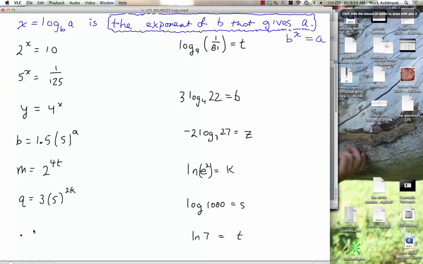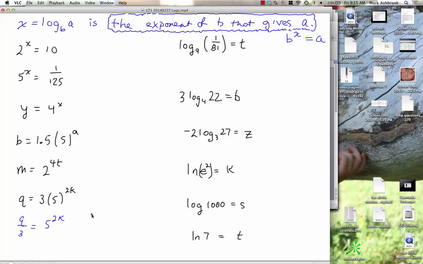Okay, let's do it in blue here. So we're going to do q over 3 equals 5 to the 2k. Now we're ready to go. So what statement can we say about exponents here?